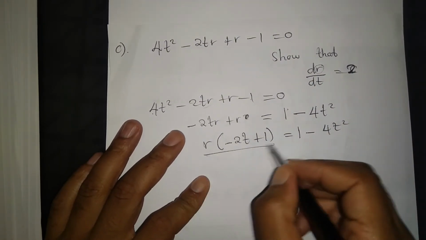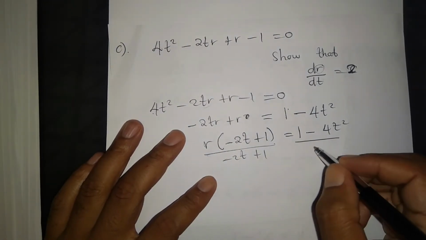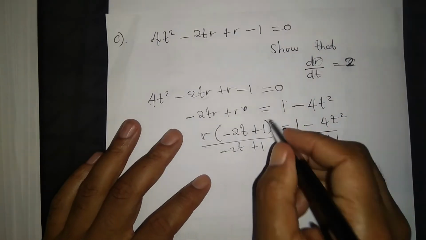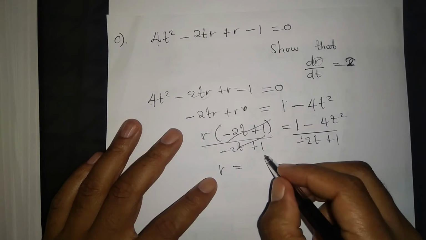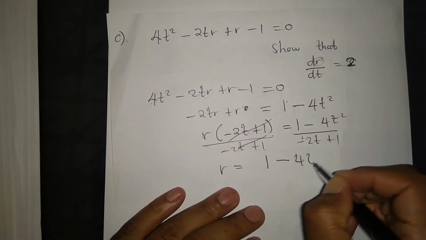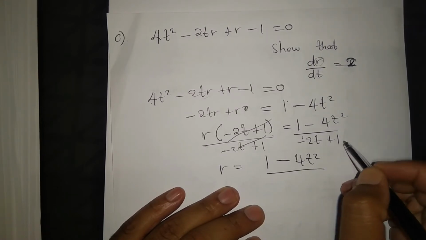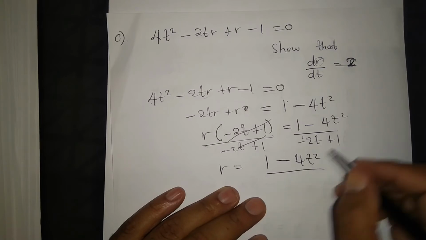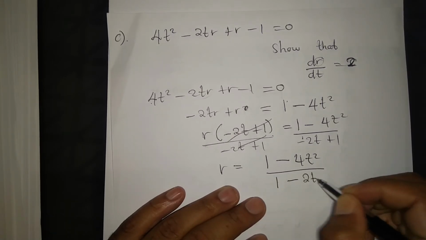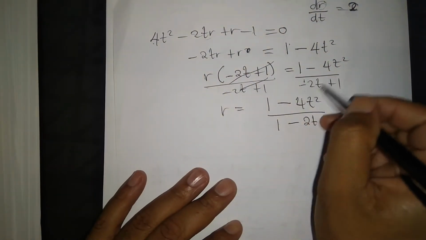Right. Then I divide both sides by minus 2t plus 1. They cancel. R is equal to 1. Let me write before you explain. How about this little 1 here and this minus 2t, we switch them, so we have 1 minus 2t, right? Why do I switch them? Because the term is negative.